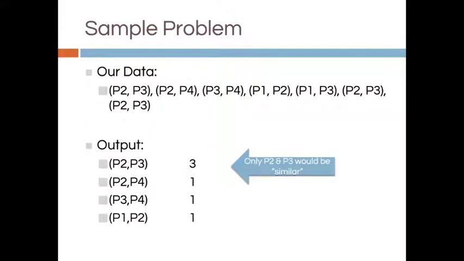So once again, we broke our data down into these groups of tuples of patents that are cited together, and we are interested in ones that are similar. Just to reiterate, if patents are cited together, that means they are similar to each other, and that's what we're looking for. So in the output here, we counted 3 instances of patents 2 and 3 being cited together, which we would say is similar, and that's the result that we're looking for.